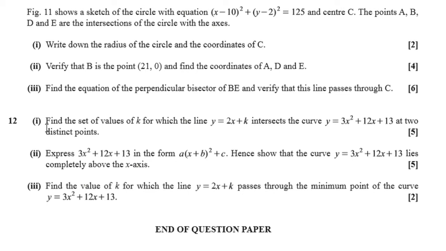Part 2: express 3x squared plus 12x plus 13 in the form a times (x plus b) squared plus c, and hence show that the curve 3x squared plus 12x plus 13 lies completely above the x-axis. And finally, find the value of k for which the line y equals 2x plus k passes through the minimum point of the curve y equals 3x squared plus 12x plus 13. This question looks horrible, so let's get right into it.